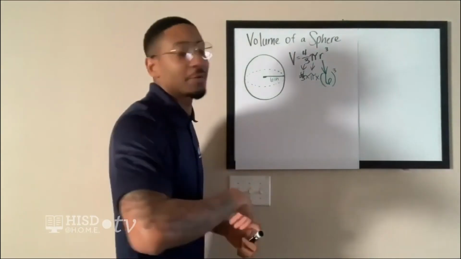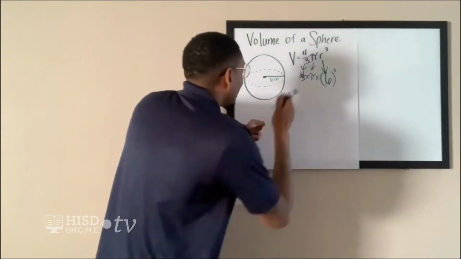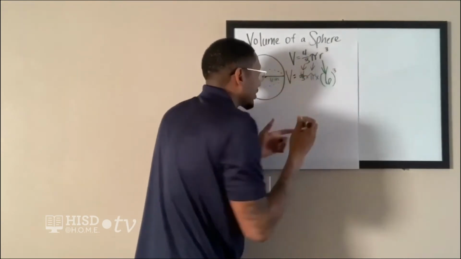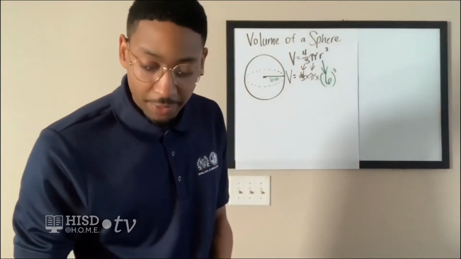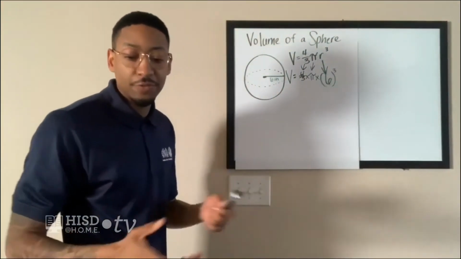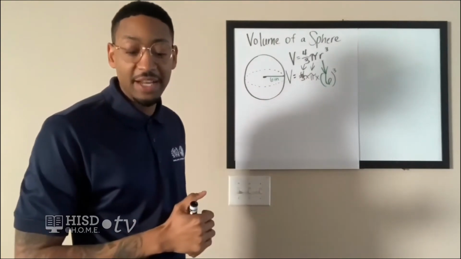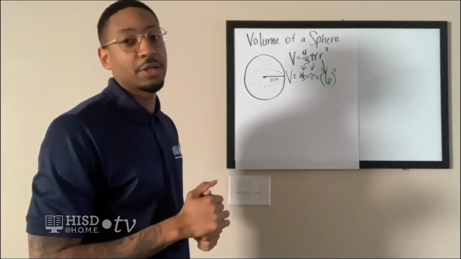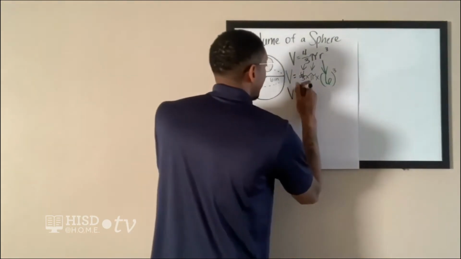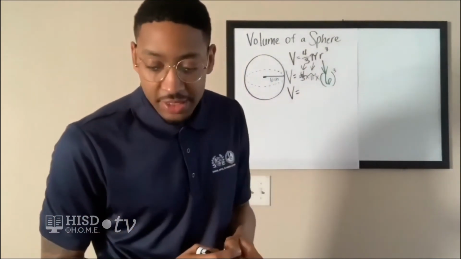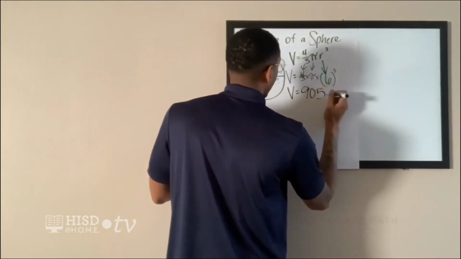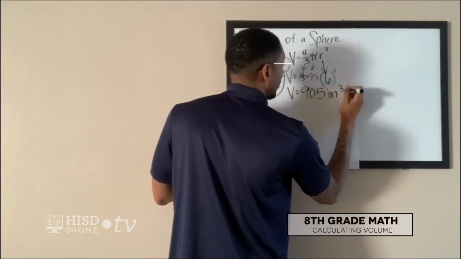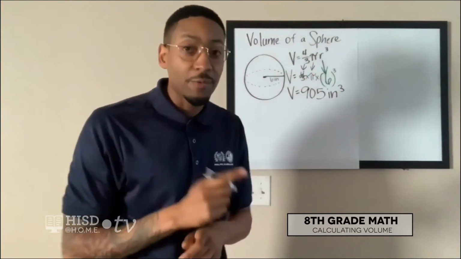But anyway, all you have to do is calculate 4/3 times pi times 6 to the 3rd power. And we get 904 and 78/100. But I'm gonna round it to the nearest whole number, which will give us 905 inches cubed.